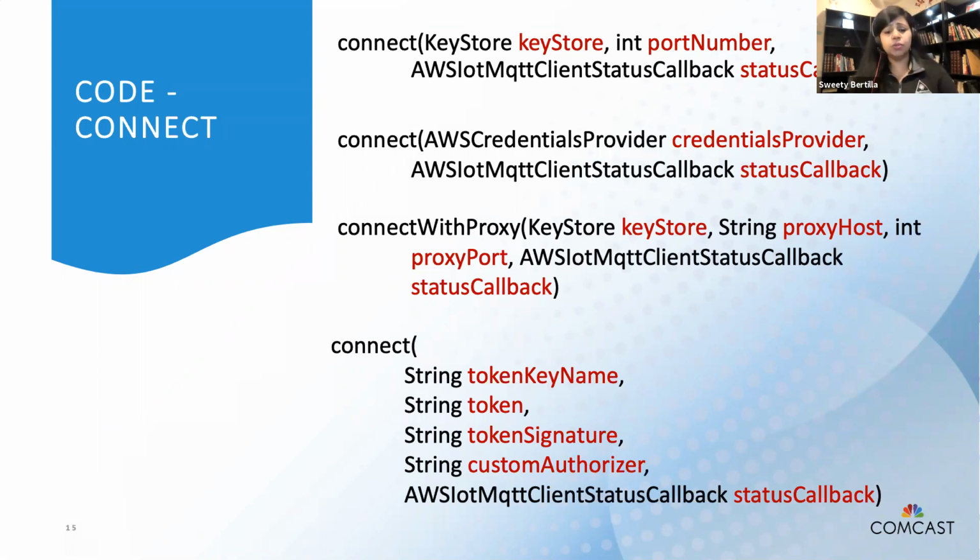The other way is a proxy, and the other one is using a custom authorizer. A custom authorizer is something you can set up. You will have a token key name. You have to pass the token, the signature, and the authorizer. The backend, the other client who is going to receive this, process it and send back information, will authenticate and say, okay, you have sent me the right information, and then the connection is established.